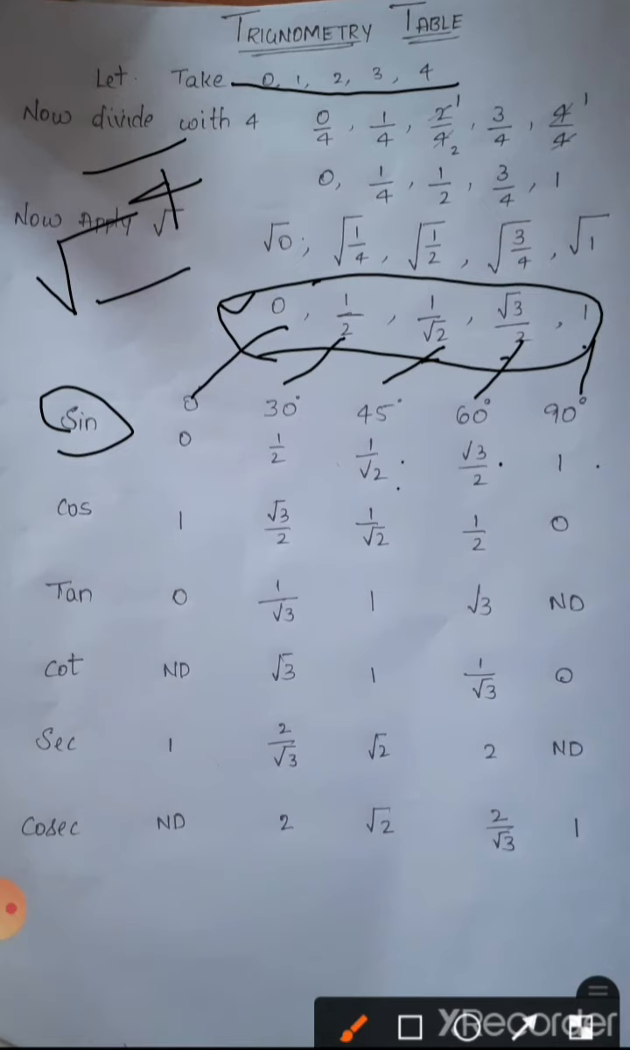Now, how will we get cos values? By reversing these sine values. Here, at 90 degrees, 1, root 3 by 2, 1 by root 2, 1 by 2, and 0.